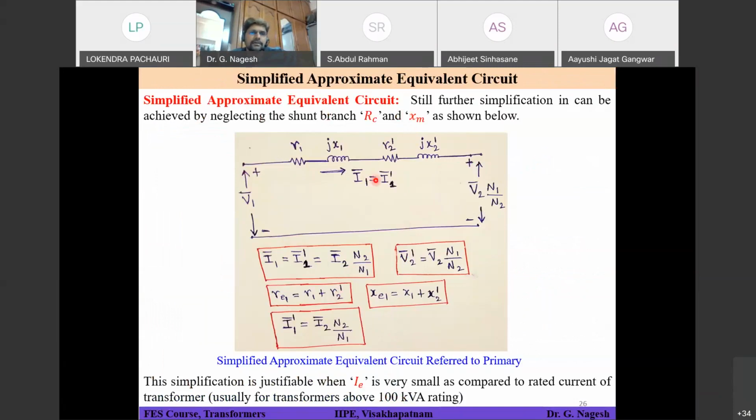Everything is the same. Only that shunt branch they have simply removed. That's all. Because the error which is going to take place is negligible for such a large transformer, they will call it the simplified approximate equivalent circuit. So generally, for large transformers only, this circuit they will use. Otherwise, they will use the approximate equivalent circuit, which we have seen just now.